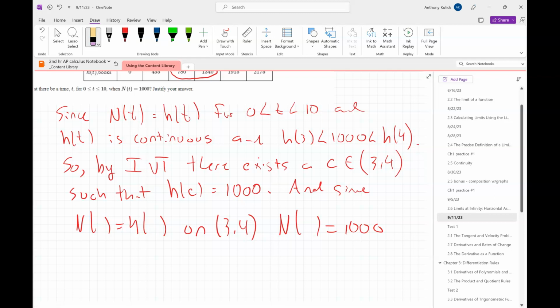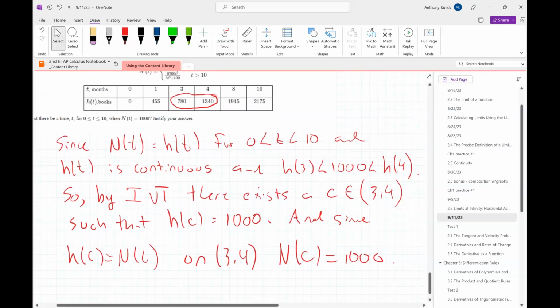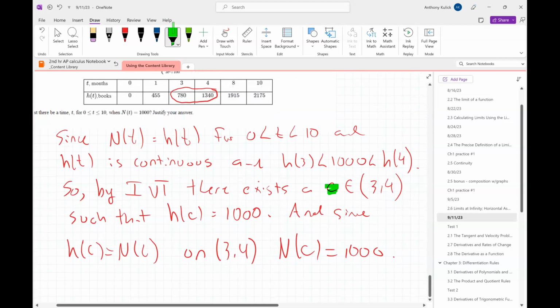Maybe I'll say here, since h of c equals n of c on 3, 4, n of c equals 1,000. How come it's h of c, not h of t? Well, because I found this c. There's some c from 3 to 4 where h of c is 1,000, right?